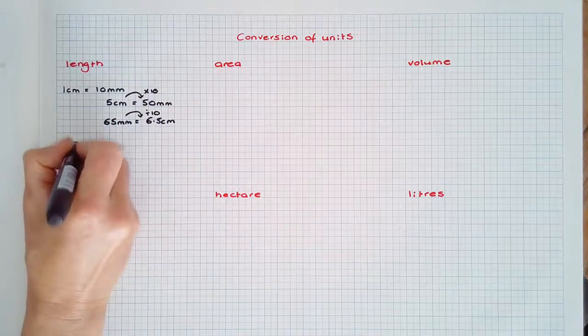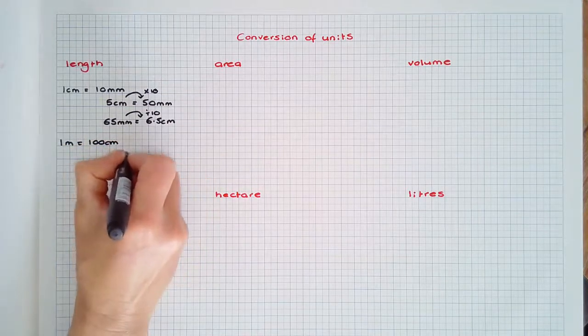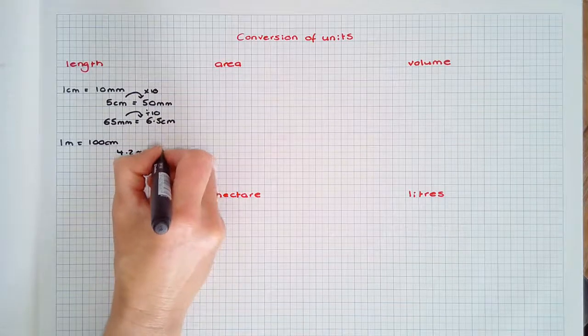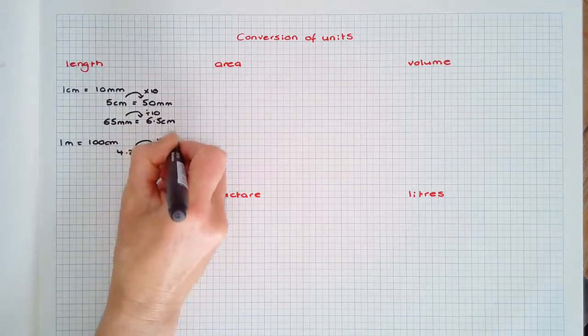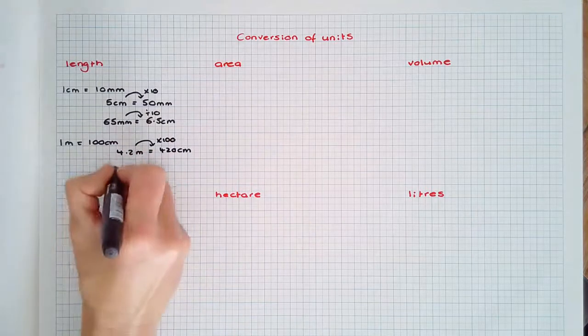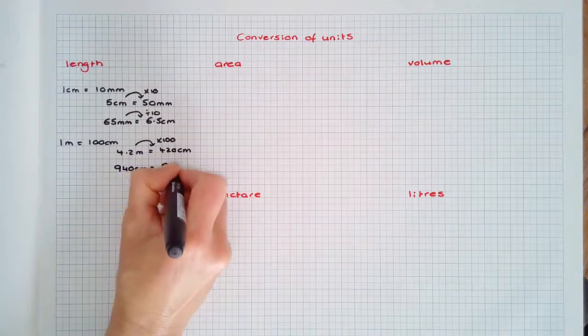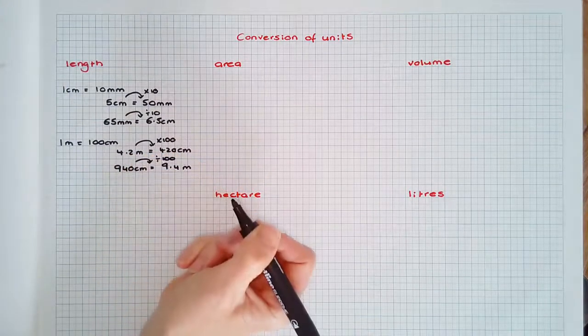1 metre equals 100 centimetres. Therefore, 4.2 metres equals 420 centimetres. That is, we times by 100. Going backwards, 940 centimetres equals 9.4 metres. Here we would divide by 100.